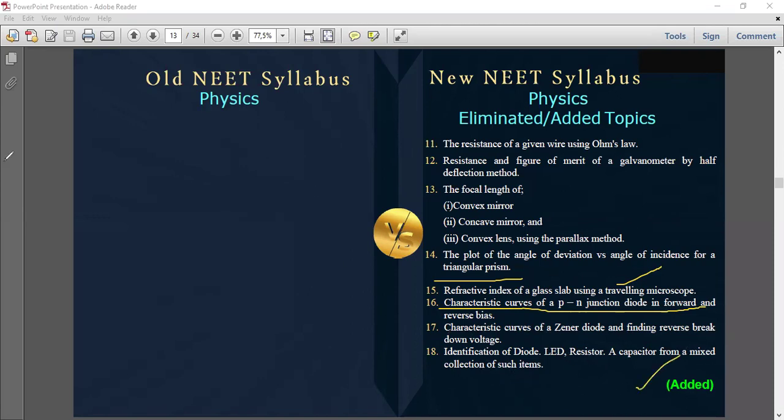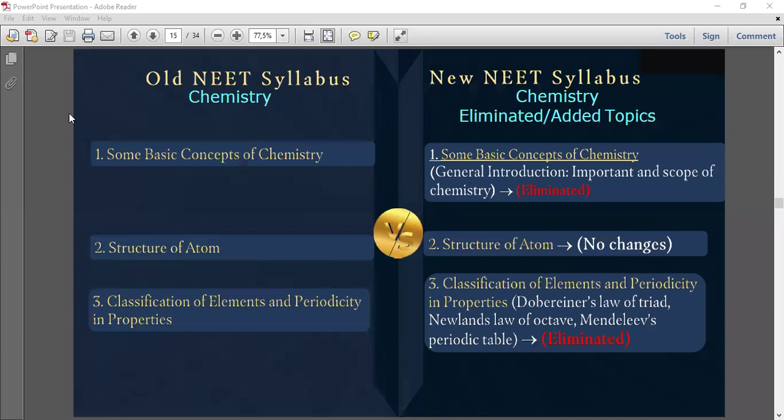These topics have been added. Okay, then similarly now for chemistry. So some basic concepts of chemistry, general introduction, importance and scope of chemistry eliminated. From structure of atom, there are no changes. All the topics remain.